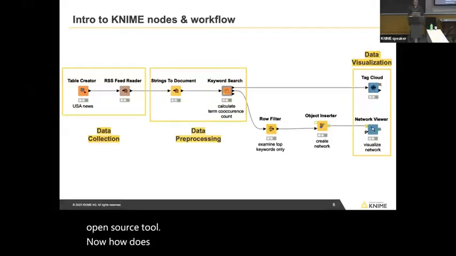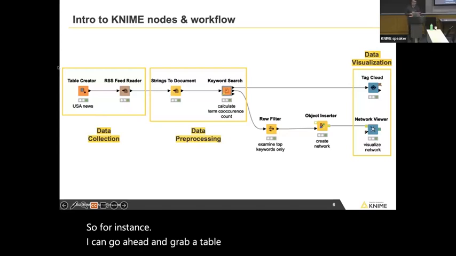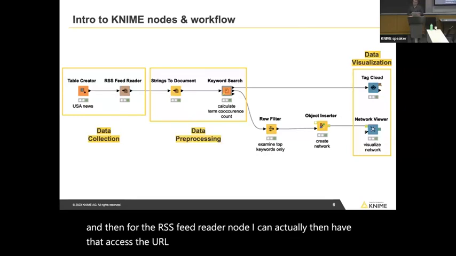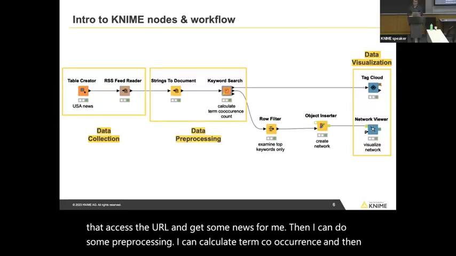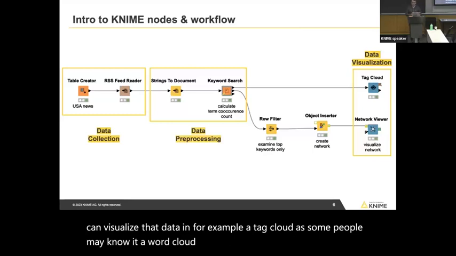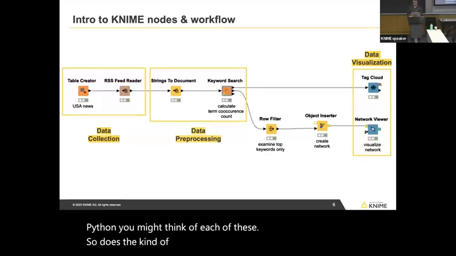Now, how does KNIME work? Well, we drag and drop nodes. So for instance, I can grab a table creator node and give it a URL. Then the RSS feed reader node can access the URL and get some news for me. Then I can do some pre-processing and calculate term co-occurrence. And then I can visualize that data in, for example, a tag cloud, as some people may know it, a word cloud, or for instance, a network viewer. Everything works by modulating. If you come from Python, you might think of each of these nodes as a kind of special function. And that's really how KNIME works, drag and drop data science.